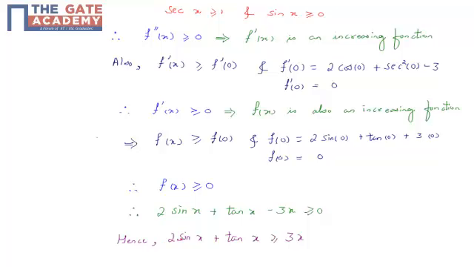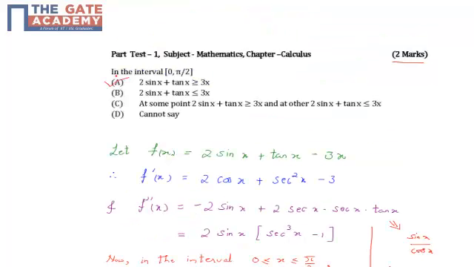Hence we can say that 2 sin x plus tan x is always greater than or equal to 3x. That is, option A is the correct option.